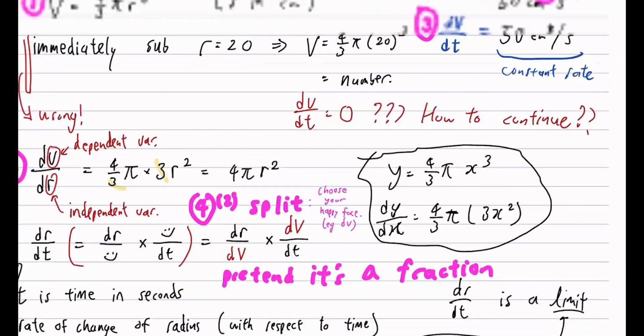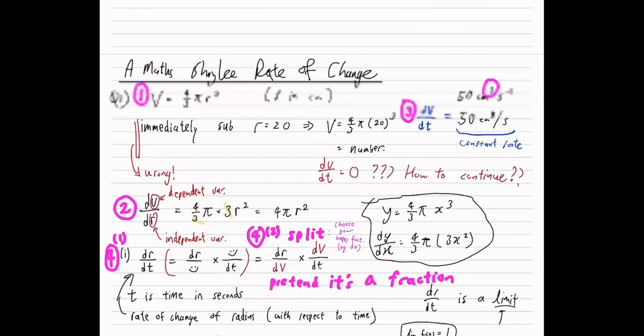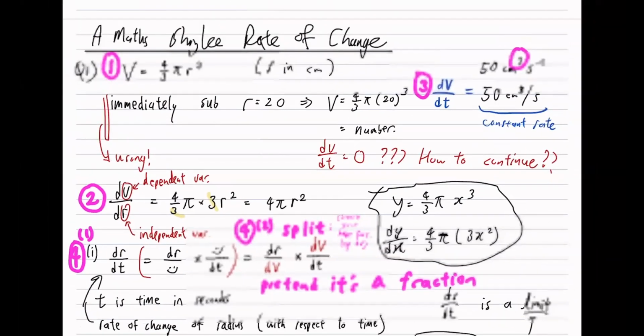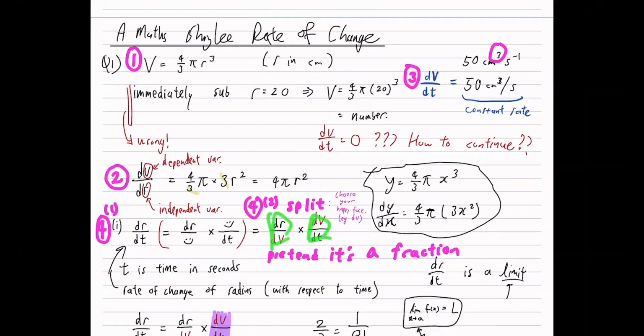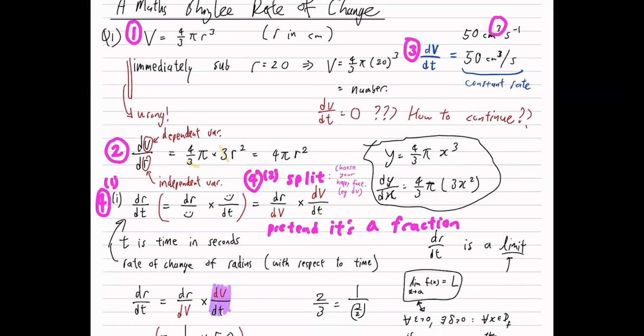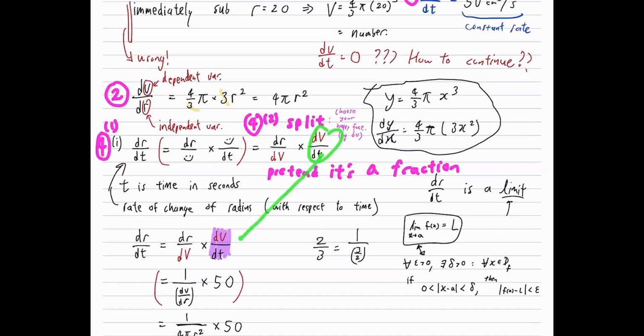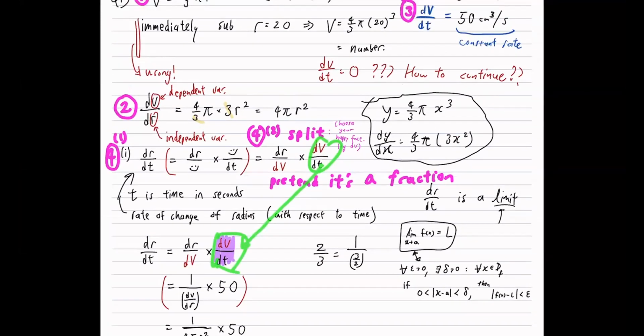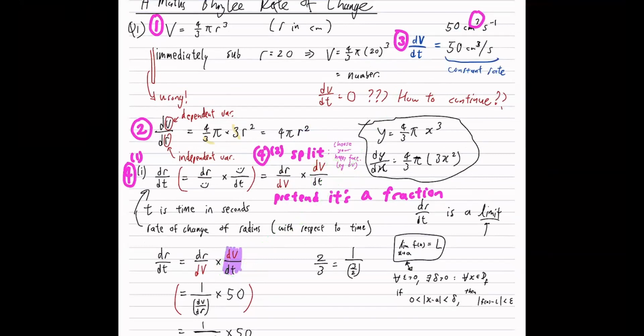And the reason, as I already mentioned many times, is because of step 3. Step 4 is now done after you split it up. Then that's when you need to start to substitute in the correct values. For dv by dt, it is clear. We are given that from step 3, whatever was given. So you just put it in here.